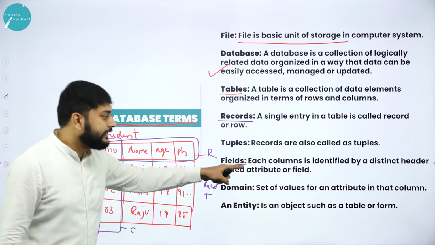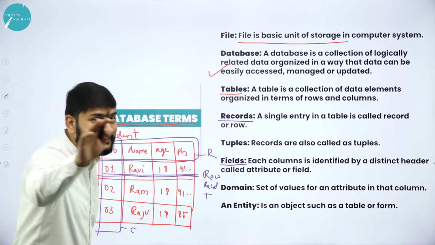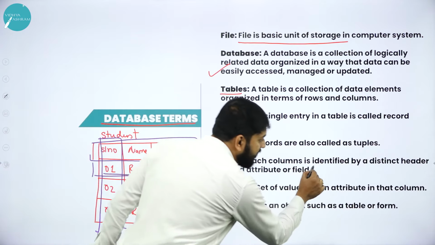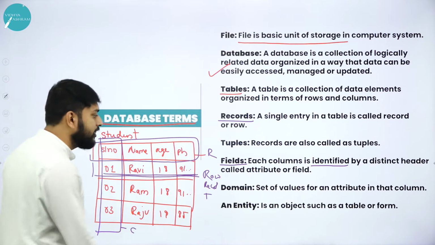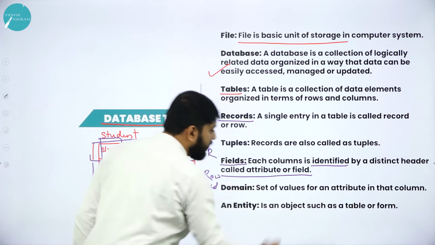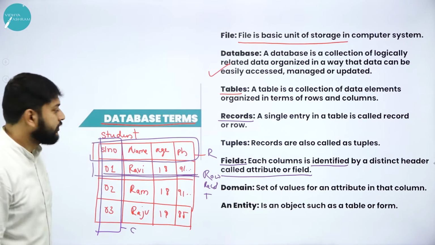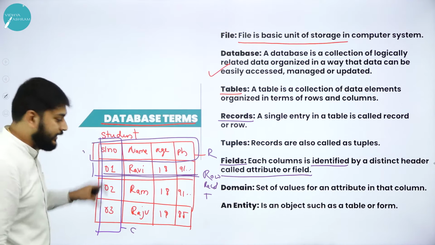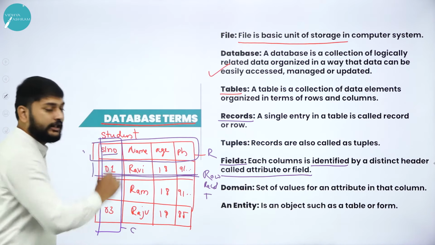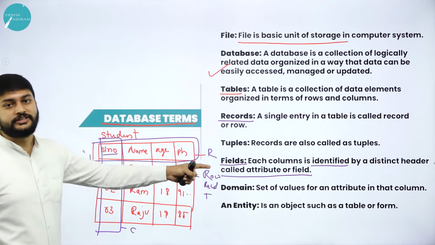Please understand. Each column is identified by a distinct header. That is what I will call an attribute. Every column has a header, and this header is what identifies the column. So this is what I will call a field.